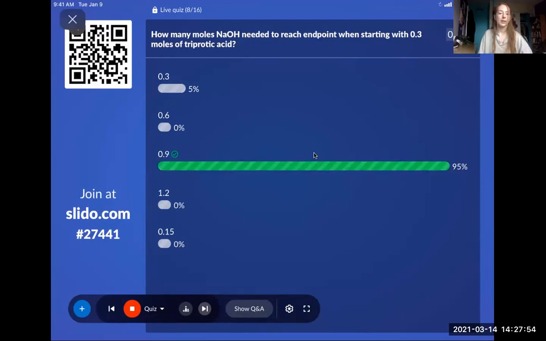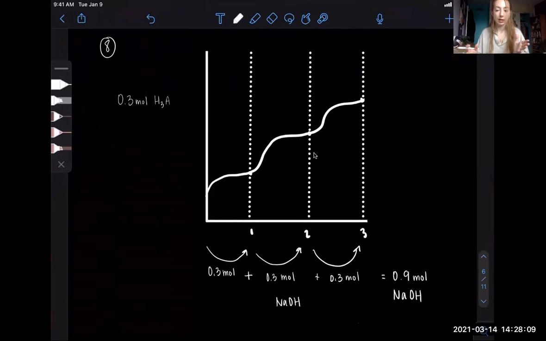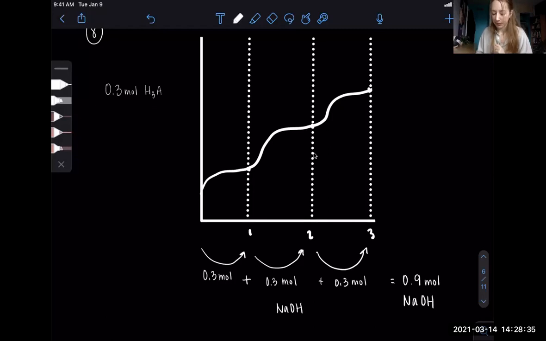Good. I'm glad, I just wanted to make sure you got that down. You need 3 times the amount, right? We'll actually see the next question, but to visualize what's going on here, this is what you'll have. If you start out with 0.3 moles of your triprotic acid, you're going to have an additive effect. You'll need 0.3 moles of NaOH to reach the first equivalence point, and then you'll need 3 times that to reach the final endpoint, right?